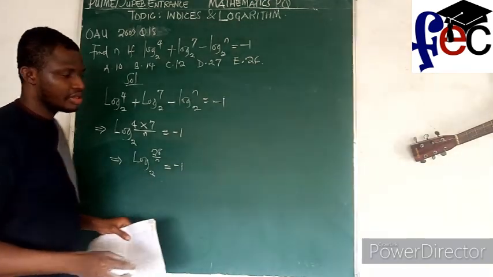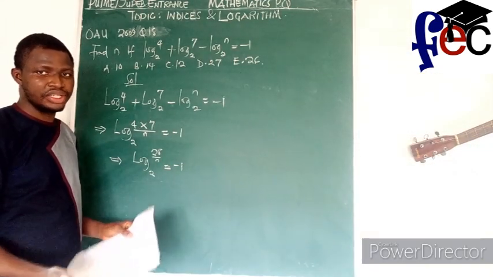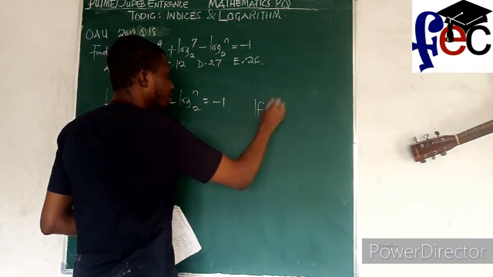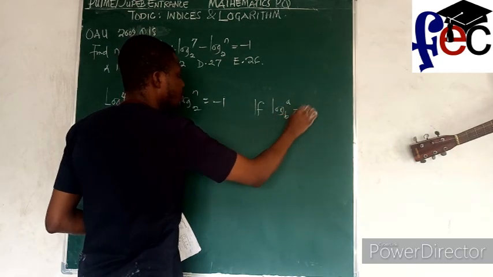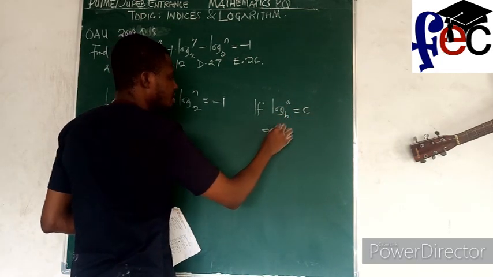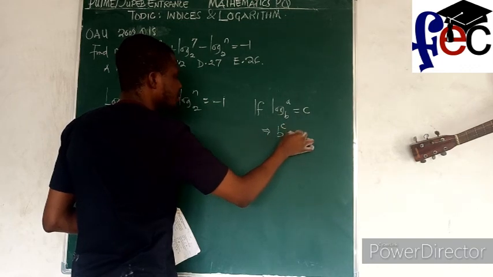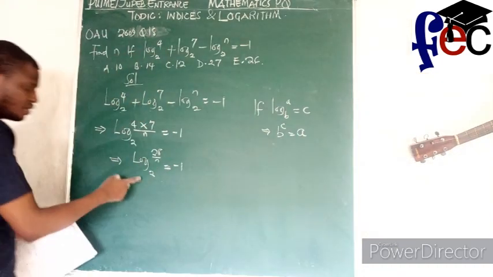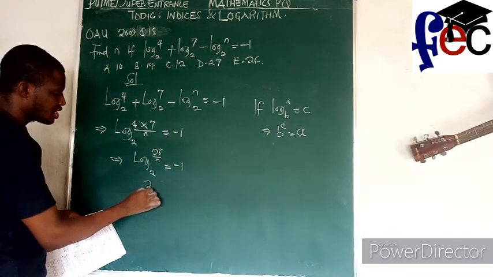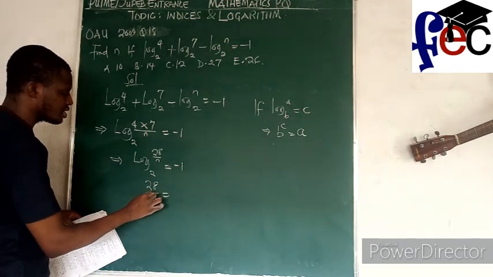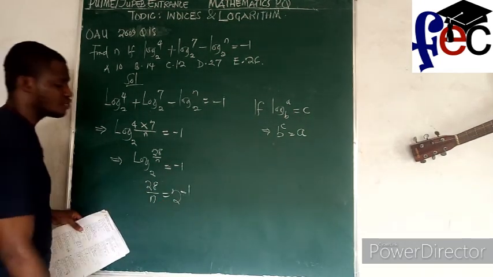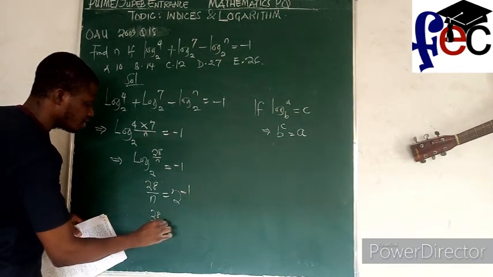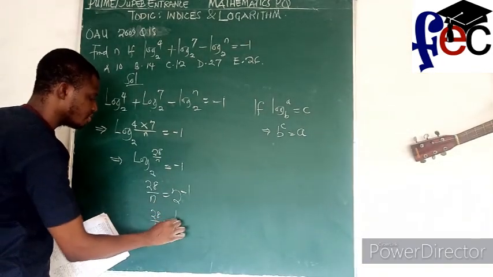So you remember how we can convert from logarithm to indices. That means if log a base b is equal to c, then it means that b raised to power c is going to give me a. Or you simply say a equal to b raised to power c. The same way, that means I can write 28 over n is the same thing as what? 2 raised to power minus 1. So that this will now become 28 over n equal to, law of indices, 1 over 2.